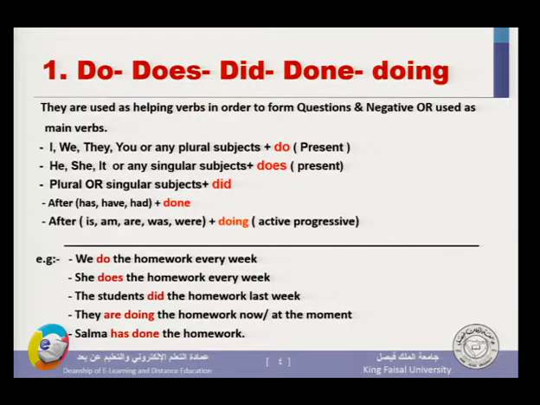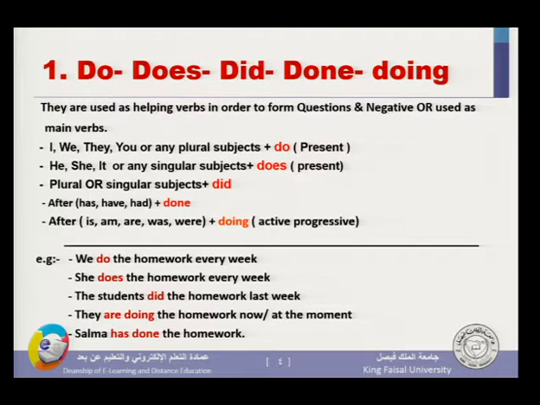Do, does, did, done, and doing. Of course, all of them are derived from the basic verb, which is do. That becomes does if it is preceded by one of the third person singulars like he, she, and it. He does, it does, she does. Did if it is in the past form, and done if it is preceded by have, has, and had, as I told you.